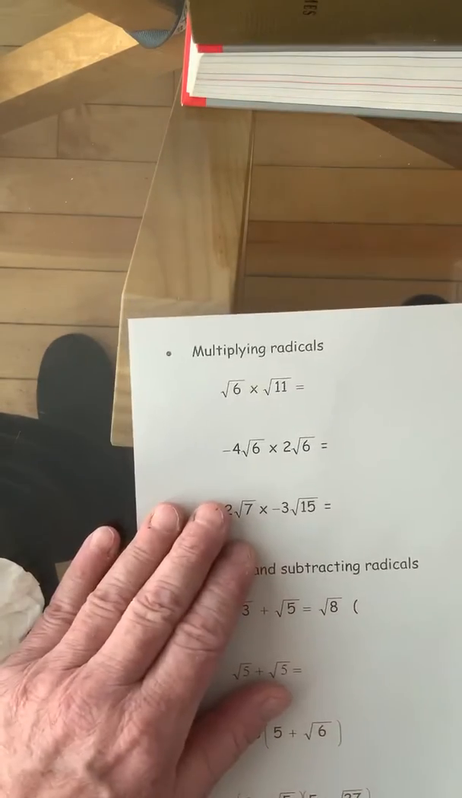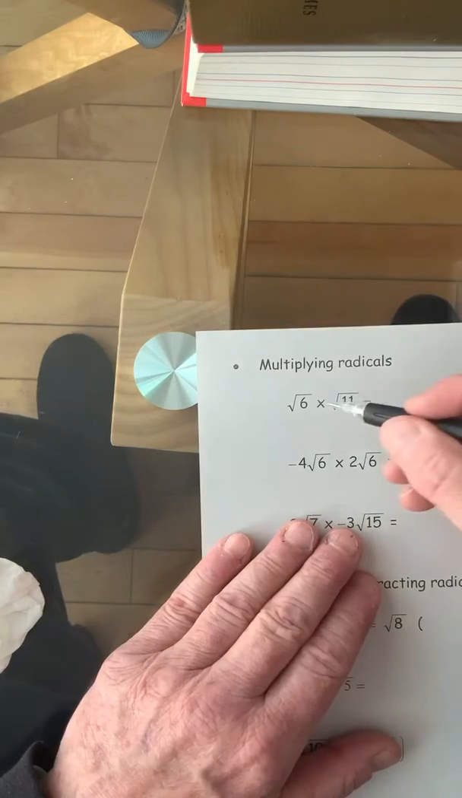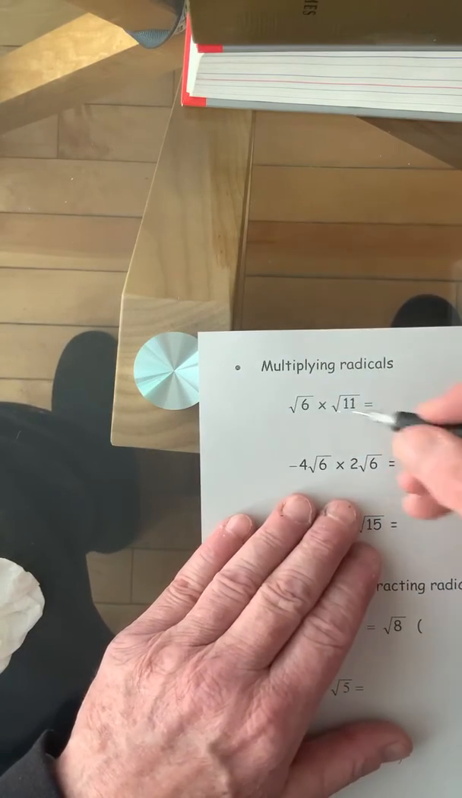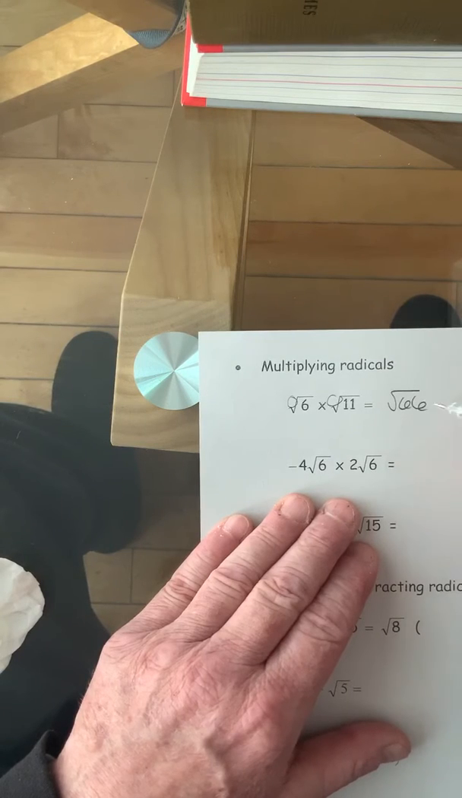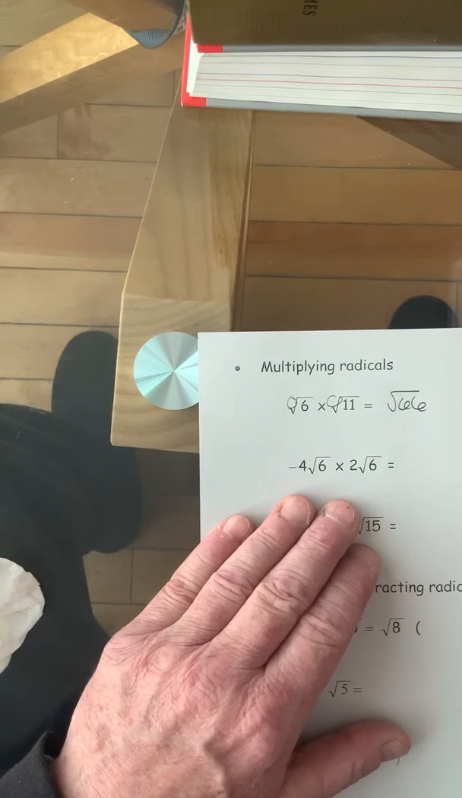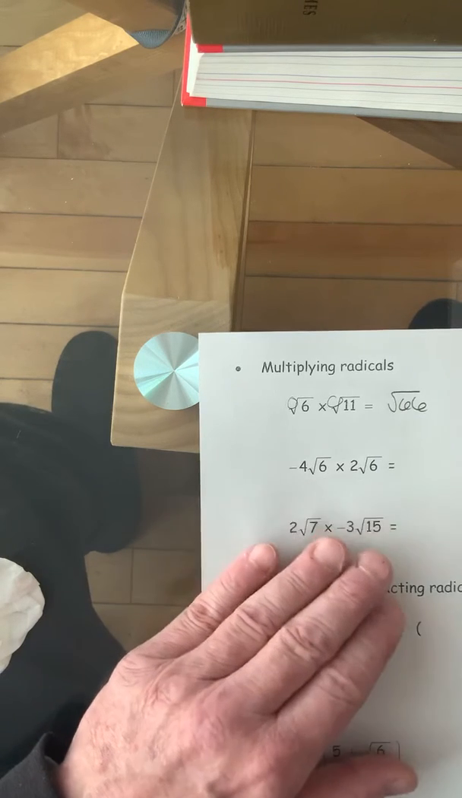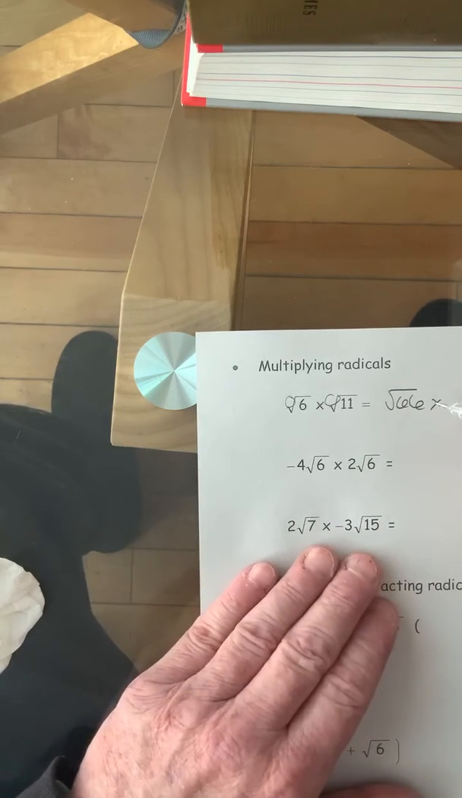On the back side, they're both under the same radical. The index is 2. That means we can write this as root 66. What multiplies to make 66? 2 times 33, no good. 22 times 3, no good. I think that's it. I can't simplify.